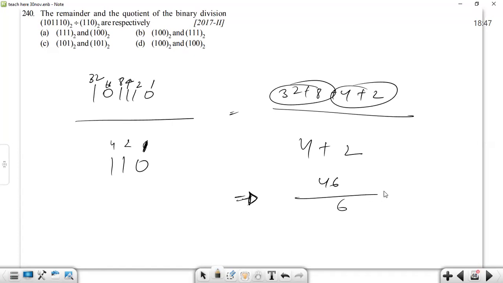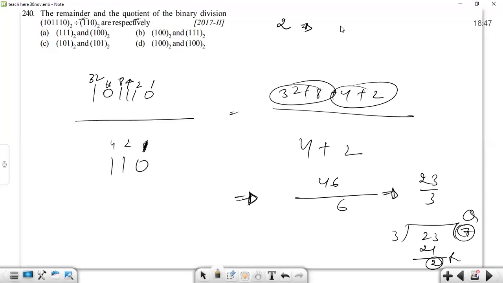Okay, so 23 by 3. 3 into 7 is 21, remainder is 2. So this is quotient, this is remainder. We have to find out remainder and quotient. So what is the remainder? 2. 2 can be written like 10 in binary. Do you agree?